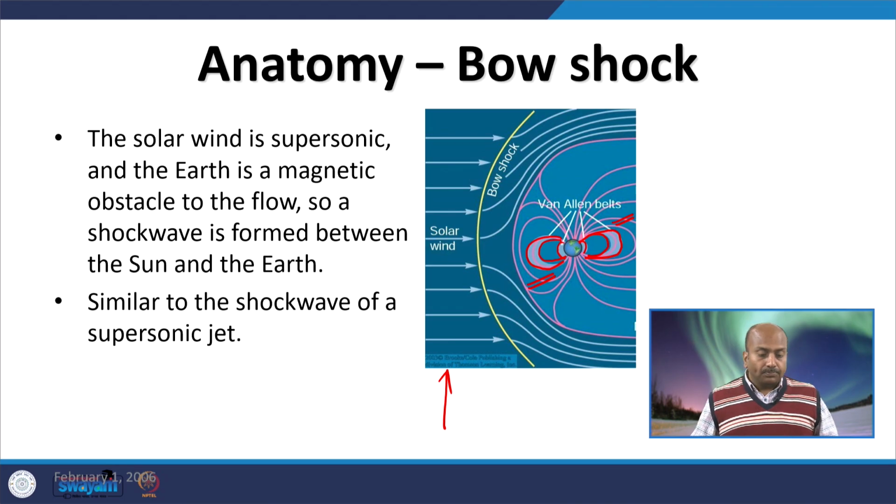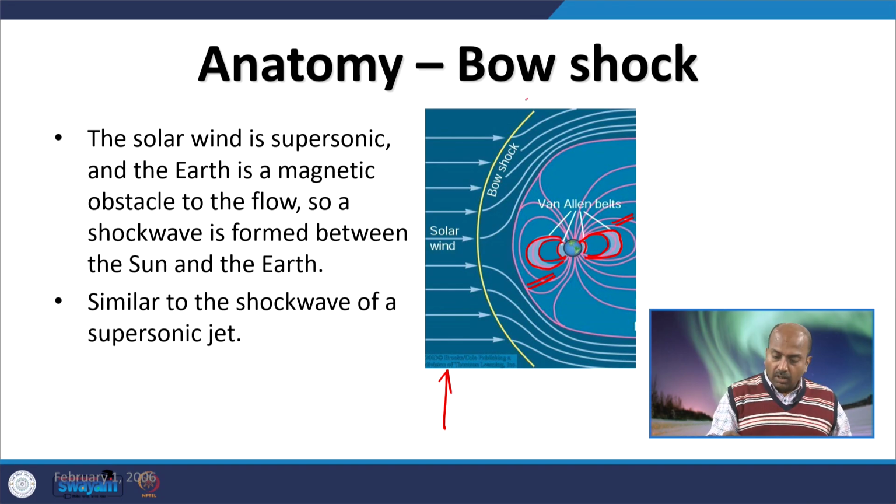Now, coming back, solar wind is a supersonic fluid, and the Earth is a magnetic obstacle in the flow. You have a river of supersonic fluid flowing radially outwards from the sun and creating this bubble which we call the solar system, and within this flow the magnetosphere, or the magnetic Earth, is an obstacle. When the solar wind reaches the proximity of this obstacle, a shock wave is formed between the sun and the Earth, similar to the shock wave of a supersonic jet.